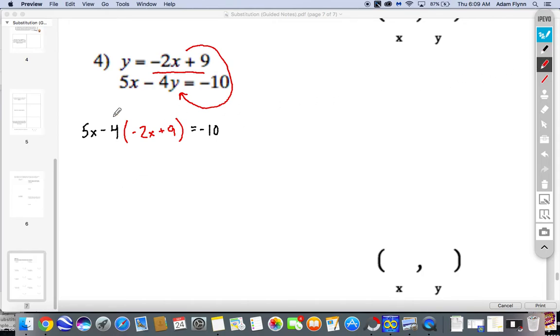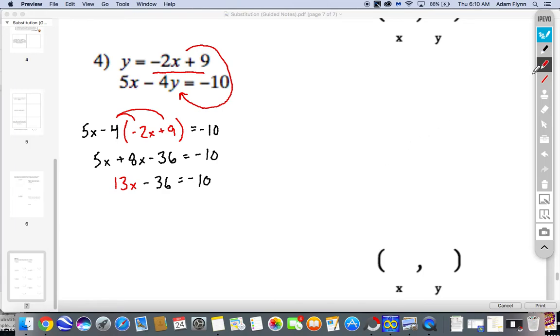So to get rid of the parentheses, I will distribute this negative 4 because it is touching the parentheses. And when I do that, I get 5x plus 8x minus 36 equals negative 10. So we're almost there. 5x plus 8x is going to be 13x minus 36 equals negative 10.